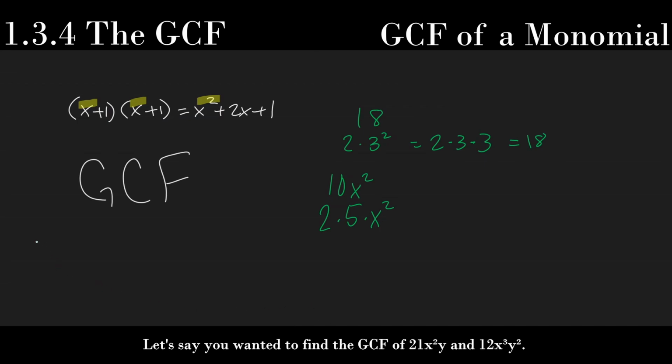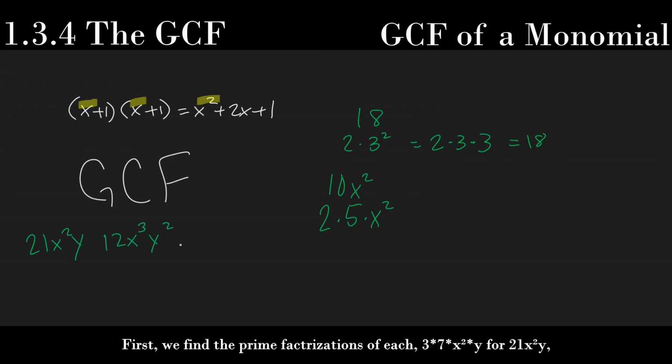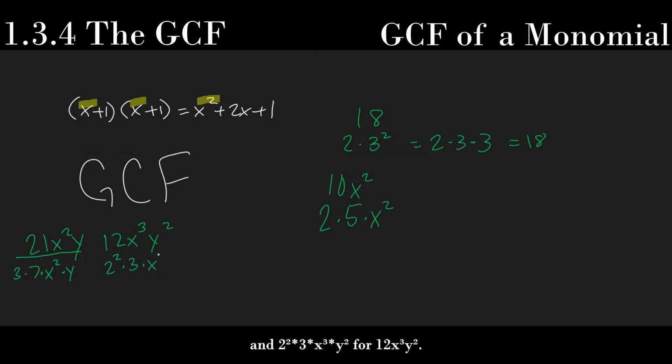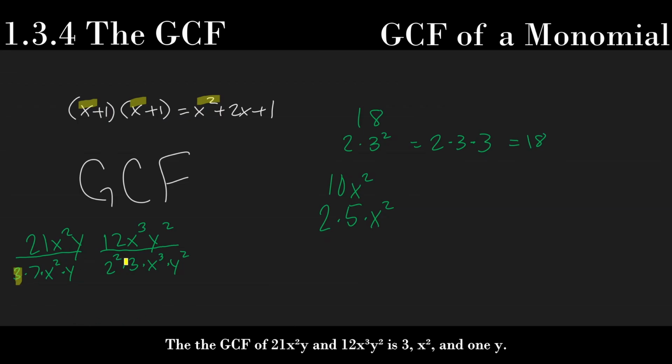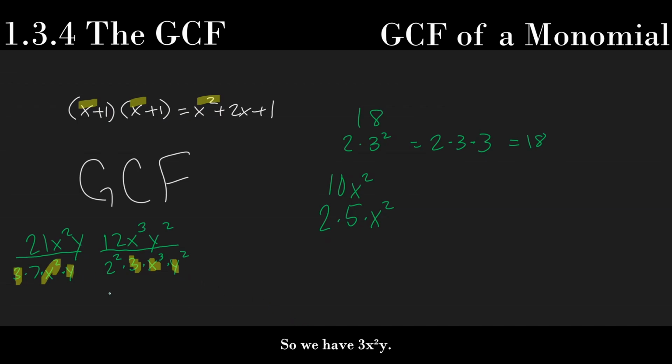Let's say you wanted to find the GCF of 21x squared y and 12x cubed y squared. First, we find the prime factorizations of each. 3 times 7 times x squared times y for 21x squared y, and 2 squared times 3 times x cubed times y squared for 12x cubed y squared. Then the GCF for 21x squared y and 12x cubed y squared is 3, x squared, and 1 y. So we have 3x squared y. This is the common factor in each term.